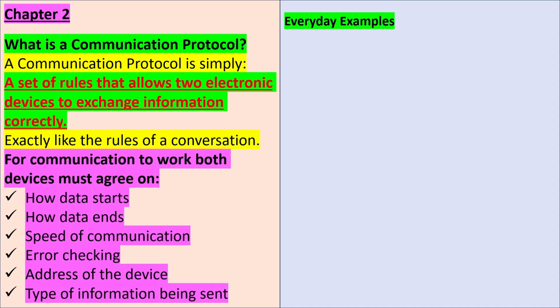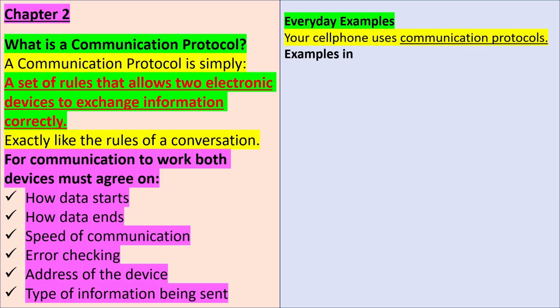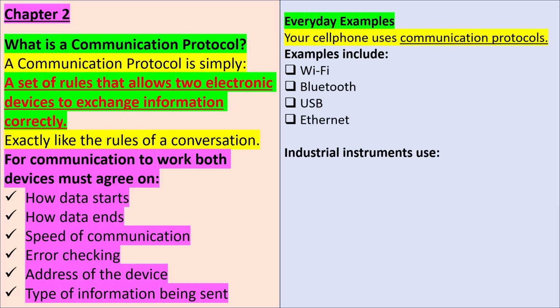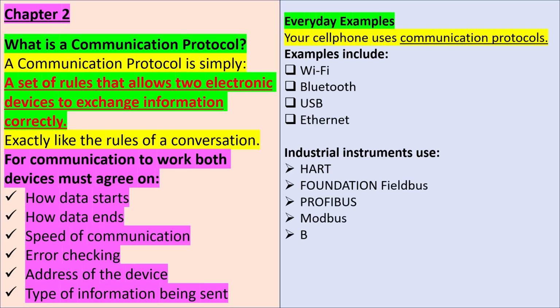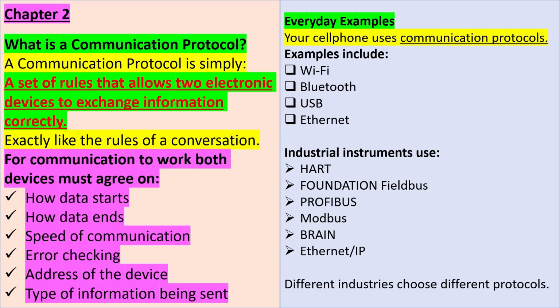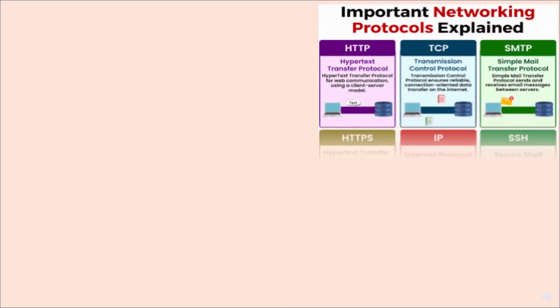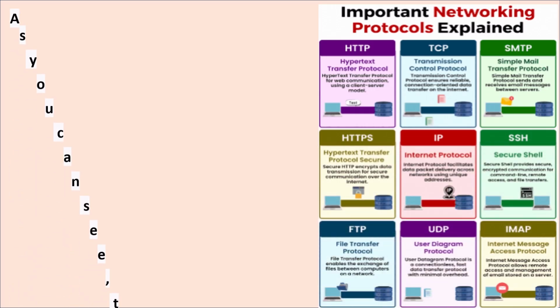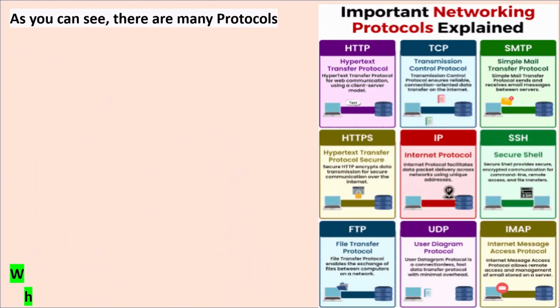Everyday examples. Your cell phone uses communication protocols. Examples include Wi-Fi, Bluetooth, USB, Ethernet. Industrial instruments use HART, Foundation Fieldbus, PROFIBUS, Modbus, Brain, Ethernet IP. Different industries choose different protocols. As you can see, there are many protocols.